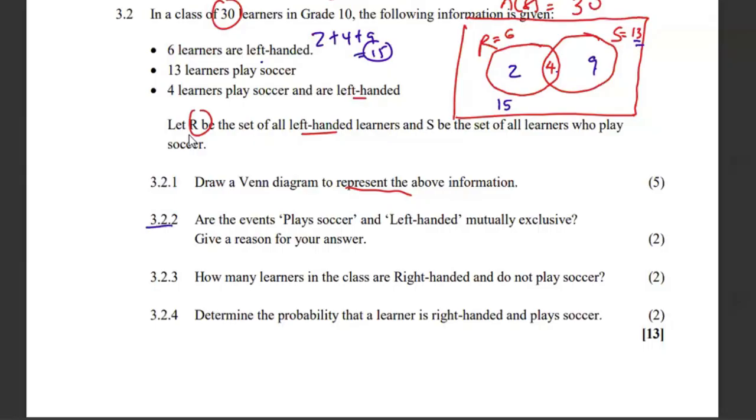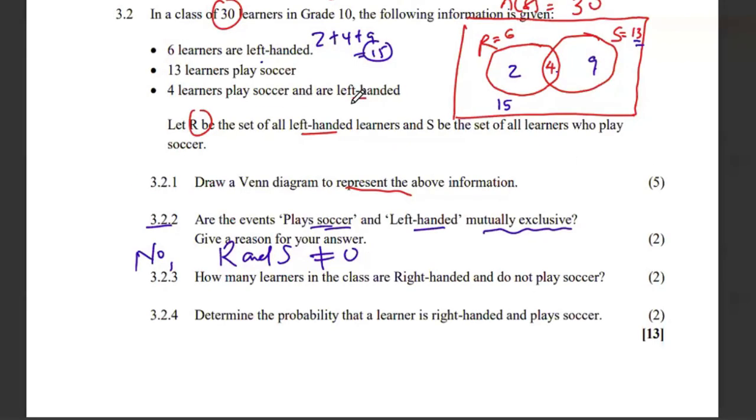Then, are the events play soccer and left-handed mutually exclusive? The answer is no, because left-handed and soccer is not 0. In other words, the intersection is not empty. There's something within the intersection. And we know that mutually exclusive events do not have an intersection, okay?